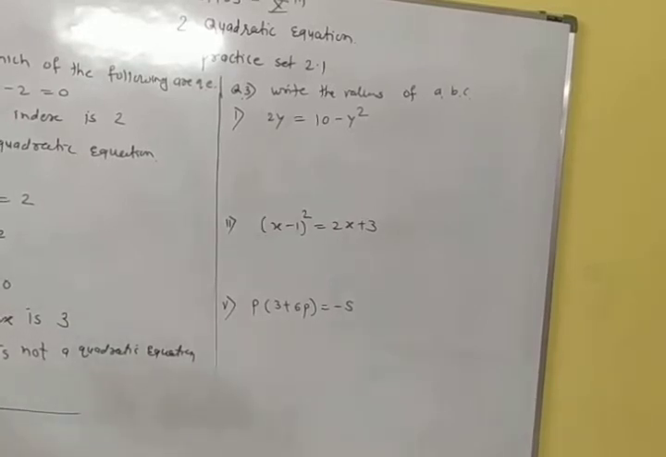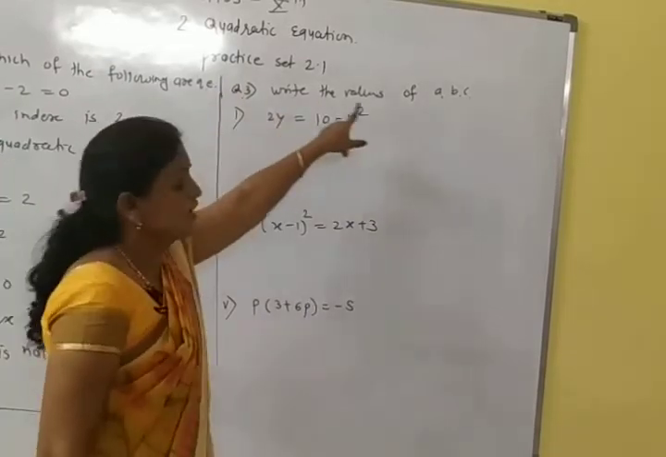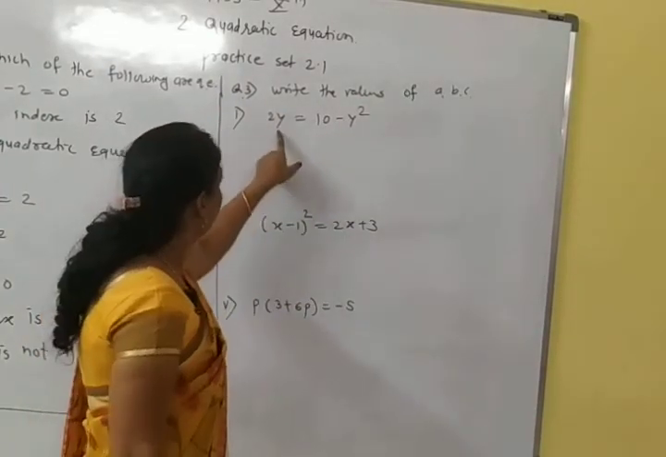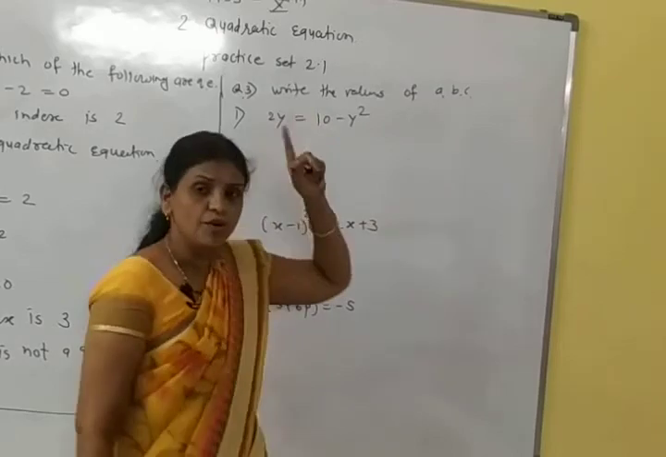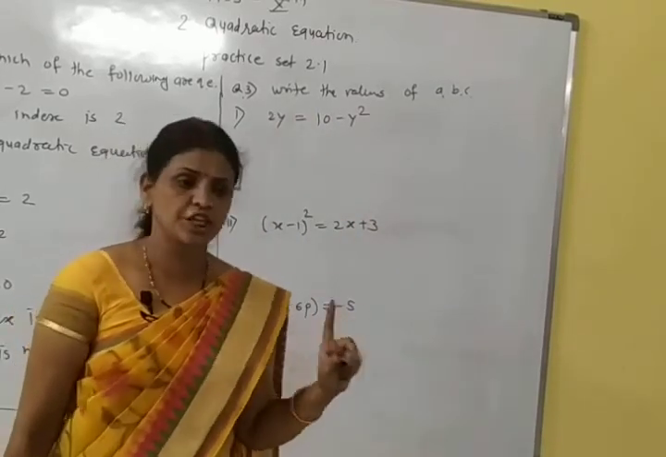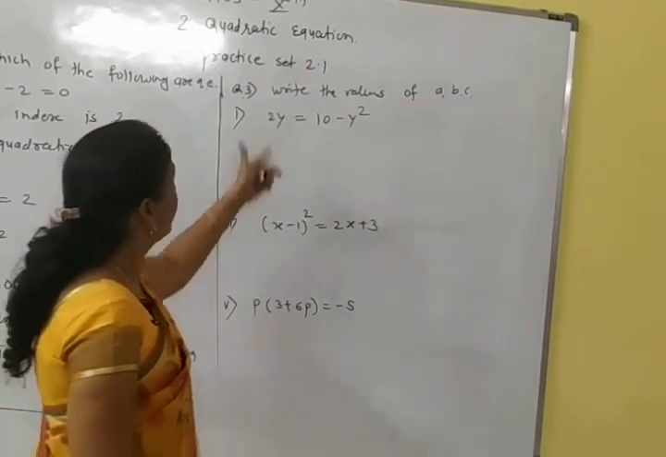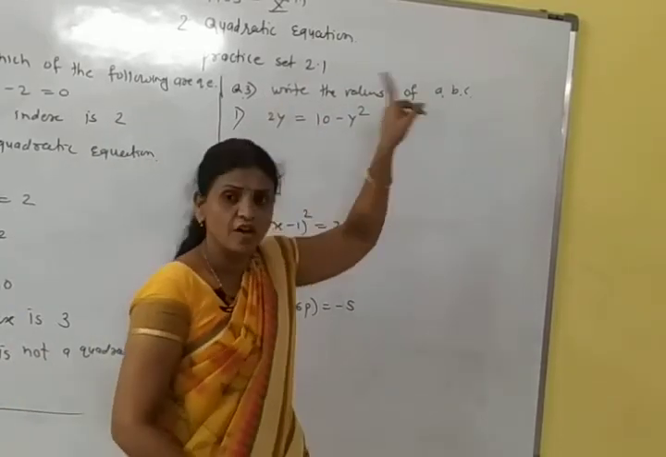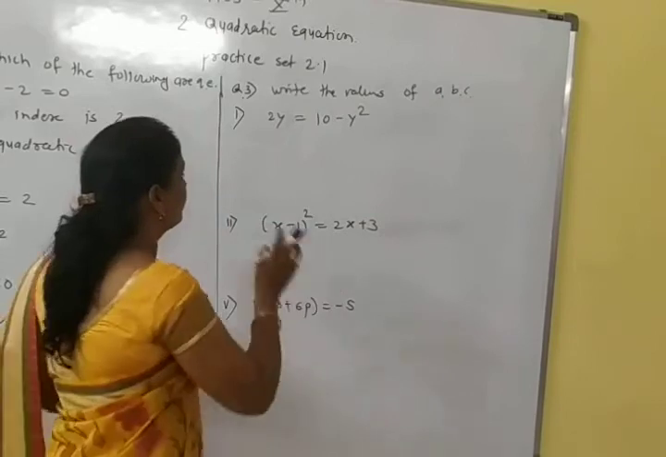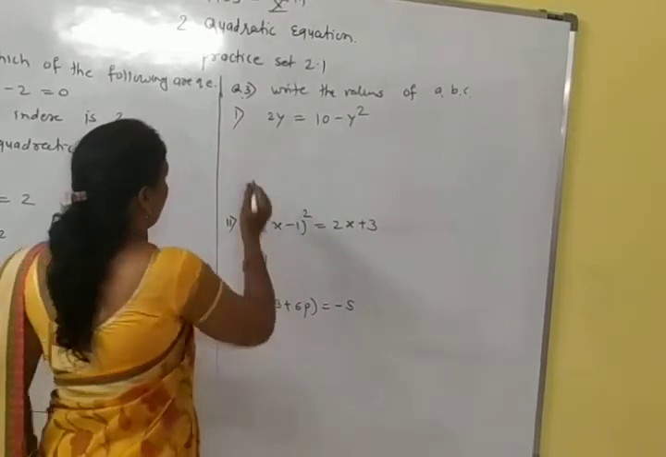Okay. Remaining question you can solve. Question number 3. Write the values of a, b, c and convert it into ax square plus bx plus c equal to 0. Write the given equation in quadratic form and then write the values of a, b, c. First we have to convert it into quadratic form.